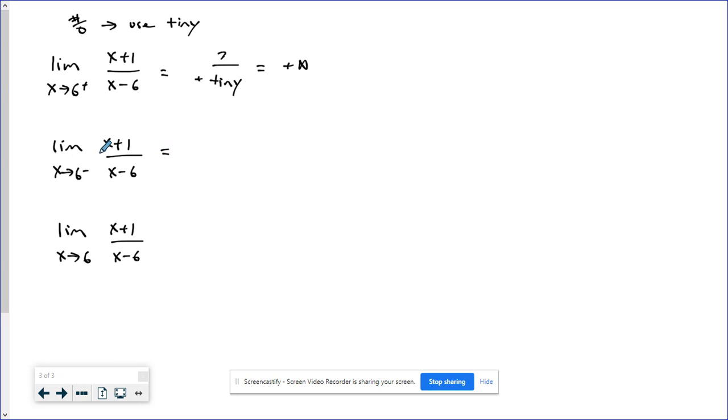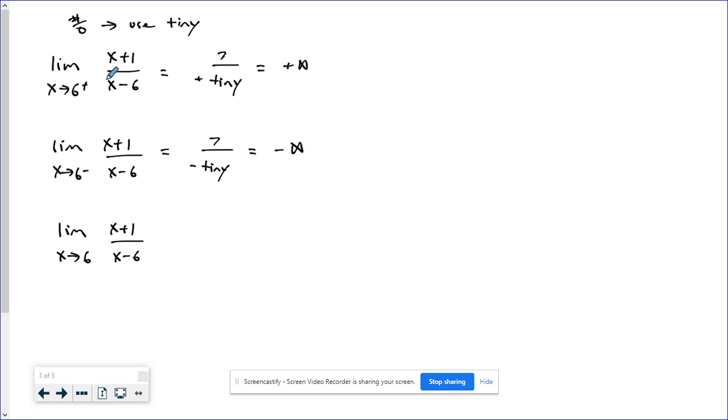Let's do this guy. Directly substitute. 7 over, don't want to write 0, I write tiny. Which way is it? Well, I'm going to 6 from the left, so pick a number to the left of 6. 5. 5 minus 6 is negative. That's going to be good enough. Technically, I should keep getting closer and closer and closer, like 5.9999, right? It's going to be negative. How do I interpret 7 over a very small negative number? It's a very large negative number.